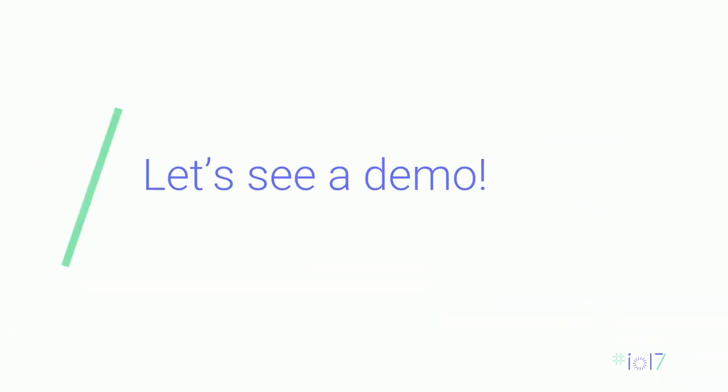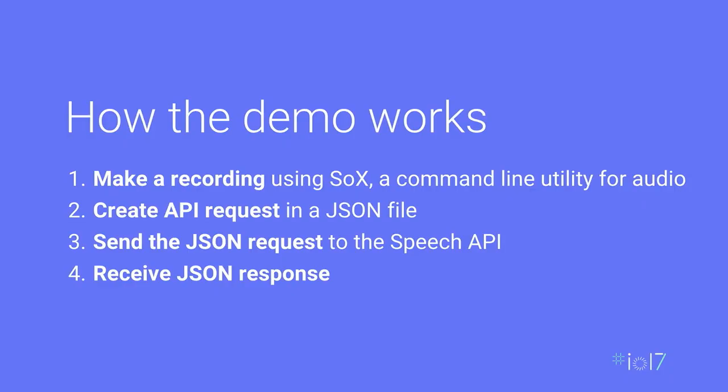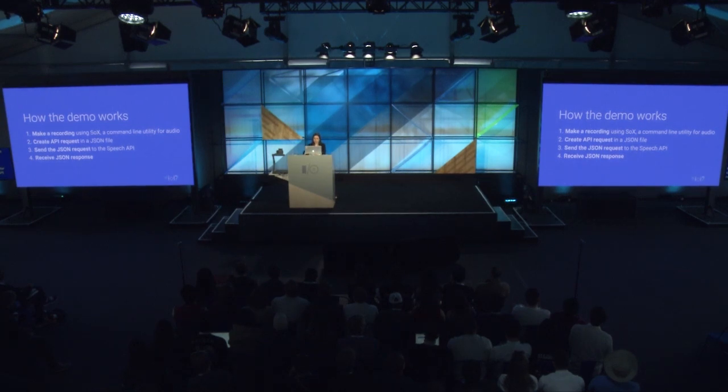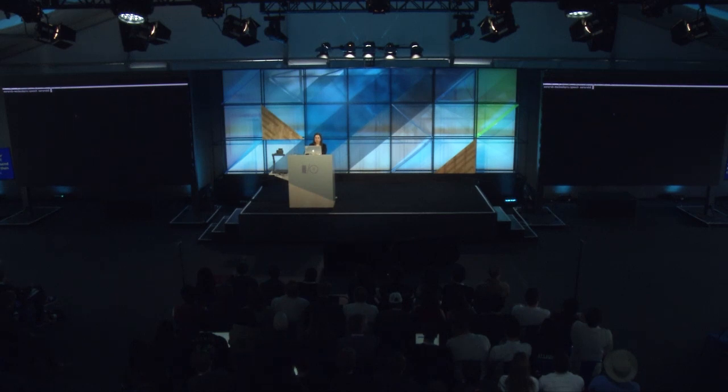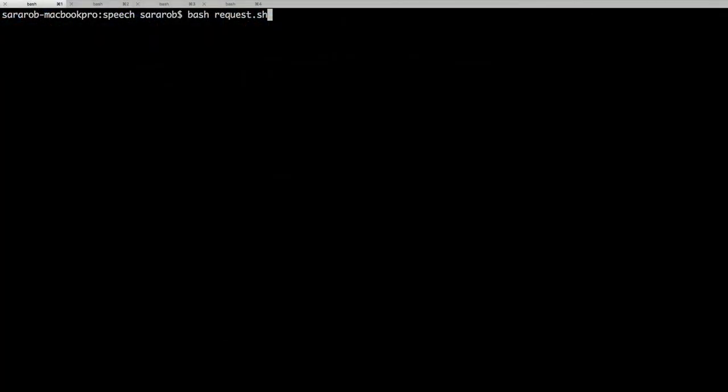So the best way to see how the Speech API works is through a demo. And first, I want to explain what we're going to do in the demo. So we're going to make a recording using SoX, which is a command line utility for audio. And then we're going to create our API request in a JSON file and send the JSON request to the Speech API, and then we will receive the JSON response. So if we could switch over to the demo. Looks like we got that here. So I'm going to call my bash script, and it's going to ask me to record a 5-second audio file. So I'm going to record something right now.